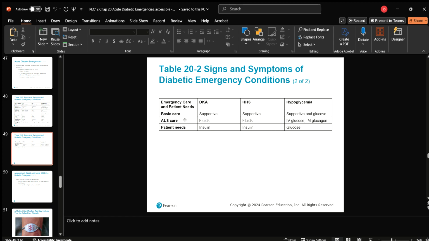All right, basic care, supportive. We're talking about DKA, not a lot we can do. When we say supportive, like we were talking about before, providing oxygen to them. So I might maybe give them a non-rebreather, but I'm probably not going to start breathing for them, even if their respirations are over 26. ALS, we can administer fluids to these guys, and we can give them IV glucose or dextrose. Or if necessary, we can administer glucagon.